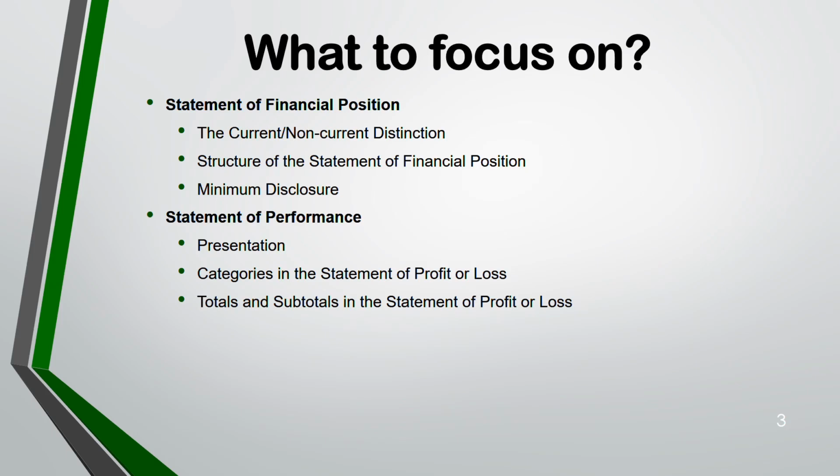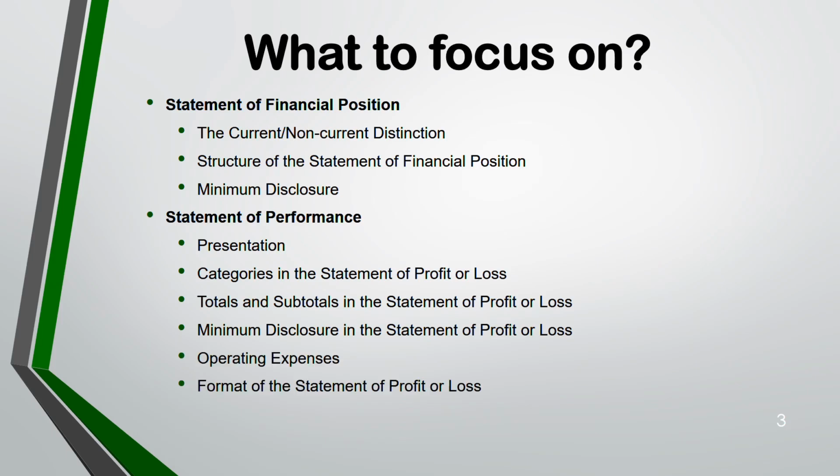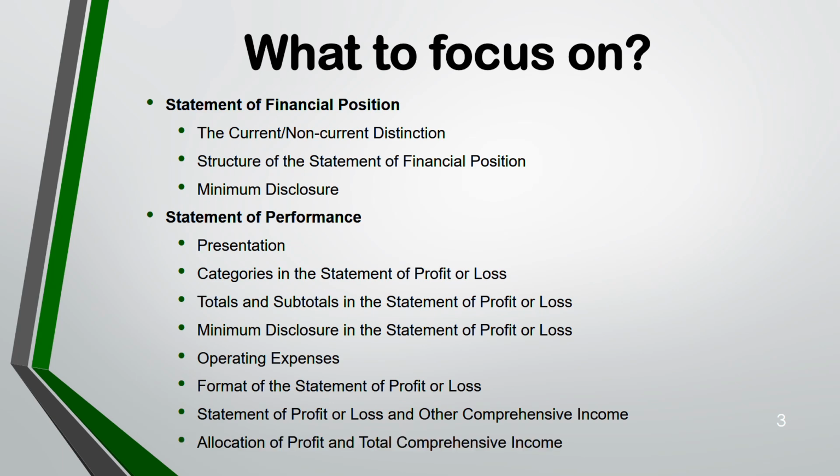Now, totals and subtotals in your statement of profit and loss. Minimum disclosure in the statement of profit and loss. Then operating expenses. Format of the statement of profit and loss. Statement of profit and loss and other comprehensive income. Then allocation of profit and total comprehensive income.